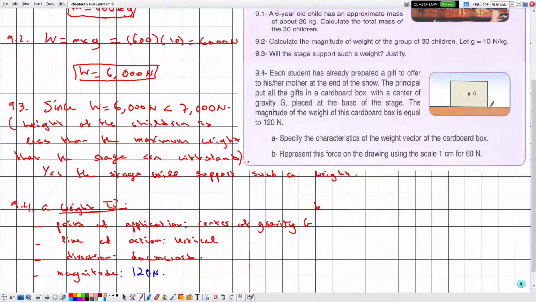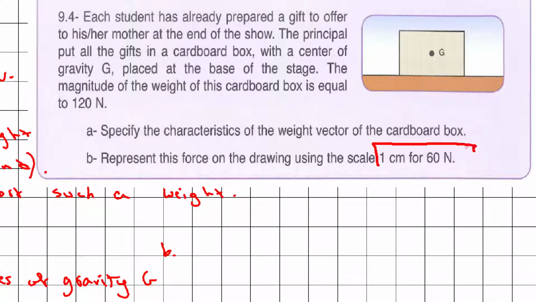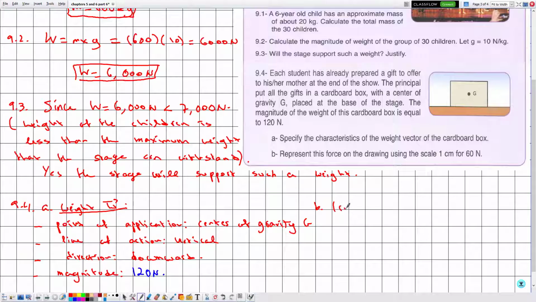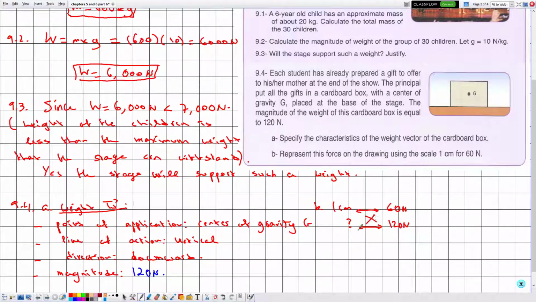In order to draw the weight, we need to determine its length. We know its magnitude. Its length can be determined via the connection, which is the scale. Knowing that each 1 centimeter corresponds to 60 newtons, then what about 120 newtons? Placing it under in newtons, and we need to determine the length. In this case, we need to crisscross. Then 120 multiplied by 1 divided by 60. Then the length of the vector W is given by 2 centimeters.